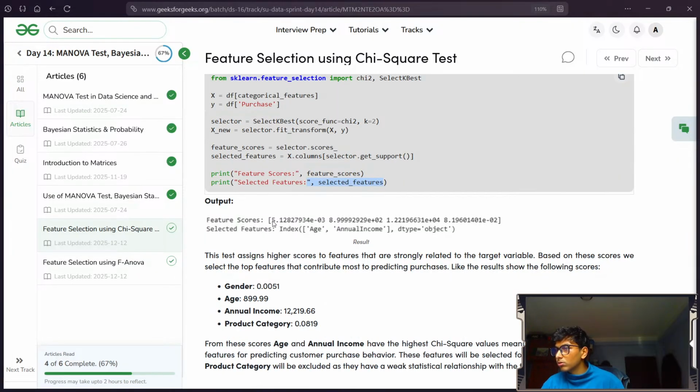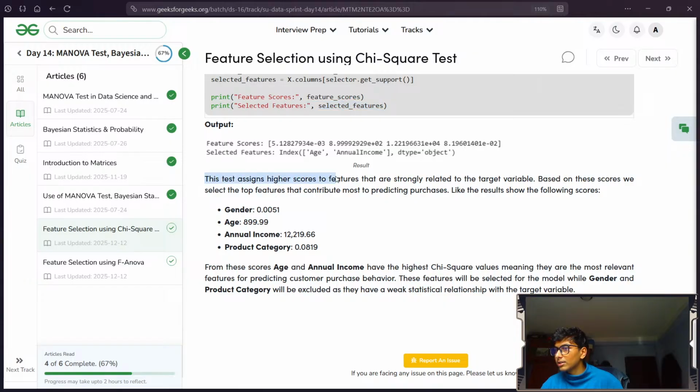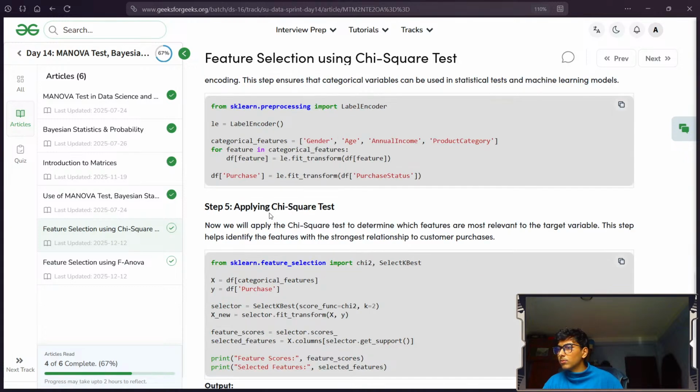So feature scores are 5 times 10 to the power minus 3, 8 times 10 to the power 2, 1 times 10 to the power 4, and 8 times 10 to the power minus 2. Selected features index is annual income, dtype object. Okay. This test assigns the highest score to features that are strongly related to the target variable. Based on these scores, we select the top features that contribute most to predicting purchases, like the results shown.